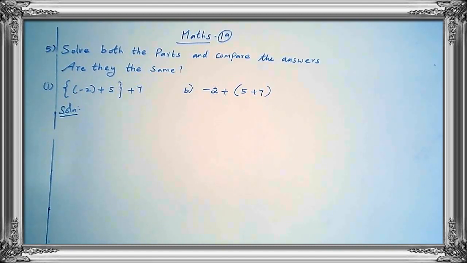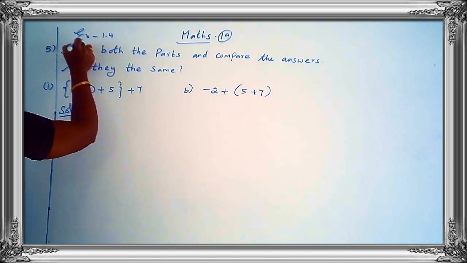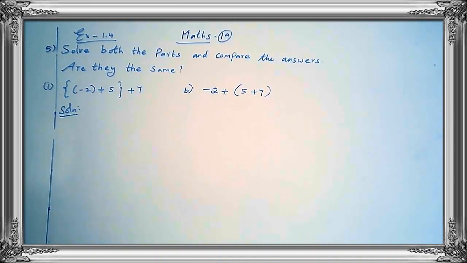In the previous class, we studied the associative property for the operations of addition, subtraction, multiplication and division on various sets of numbers. Today let us see the continuation of the previous class. Listen carefully: in exercise 1.4, fifth question, solve both the parts and compare the answers.